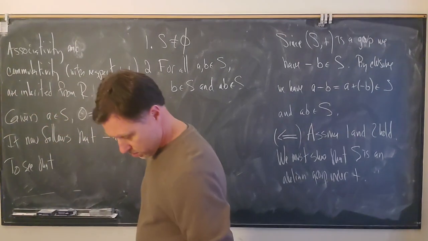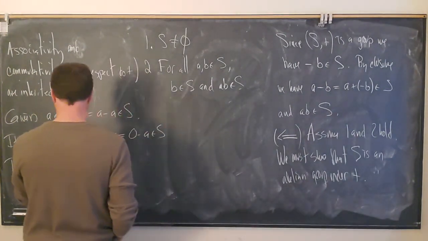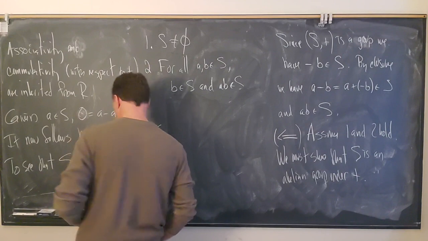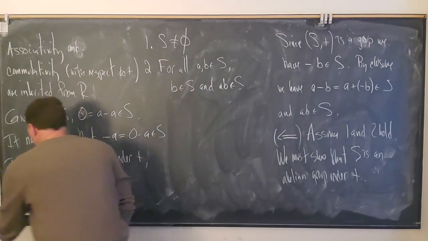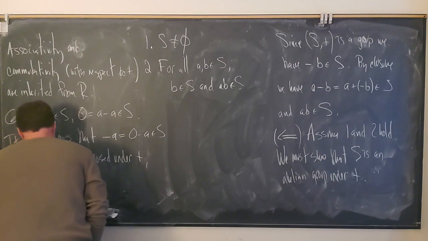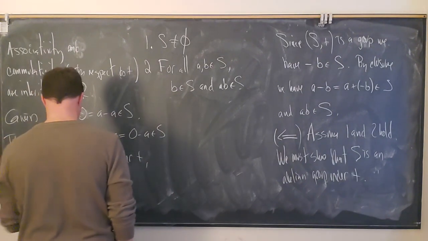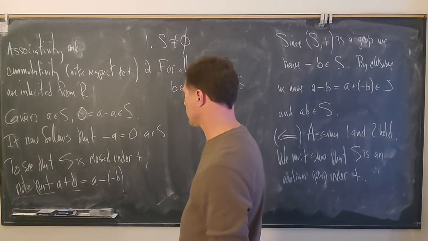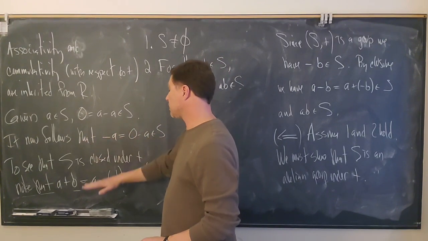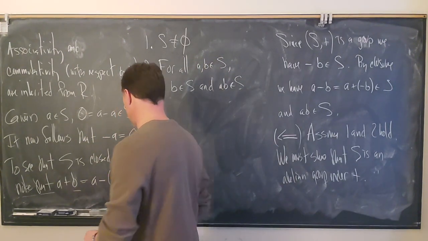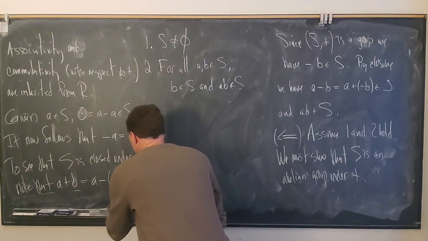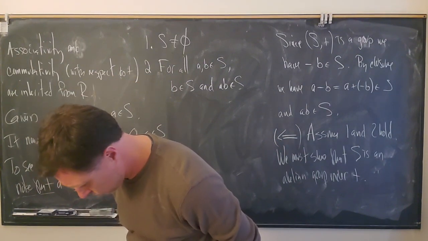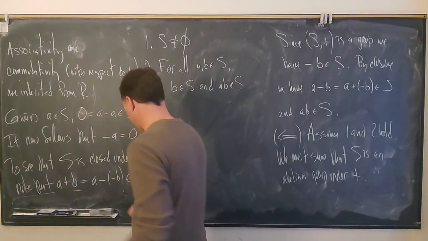So now, to see that S is closed under plus, note that A plus B is equal to A minus negative B. We know that inverses are inside, and so now we see that A plus B equals A minus negative B, right? That's an element of S.